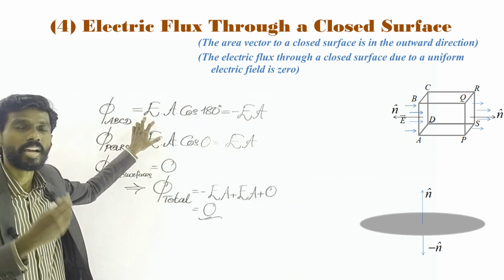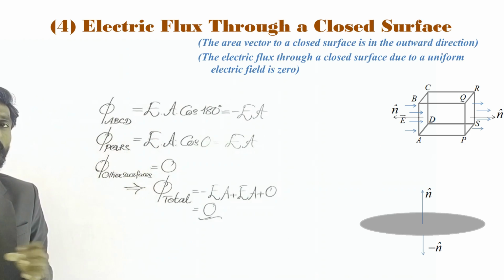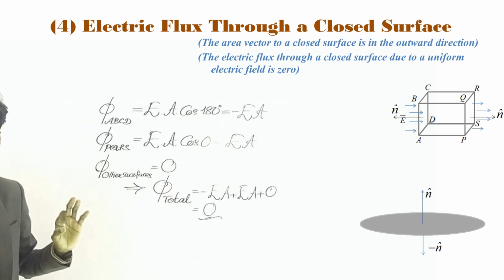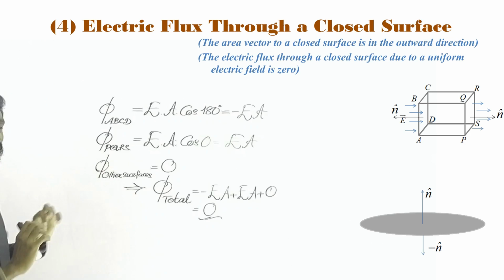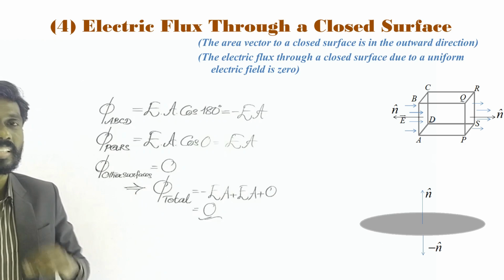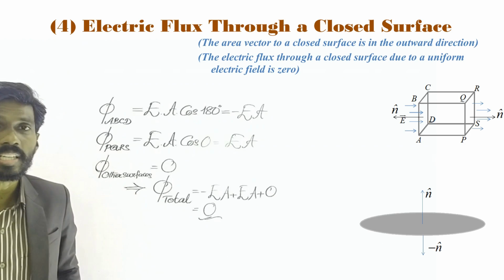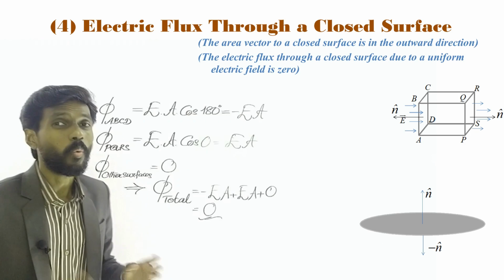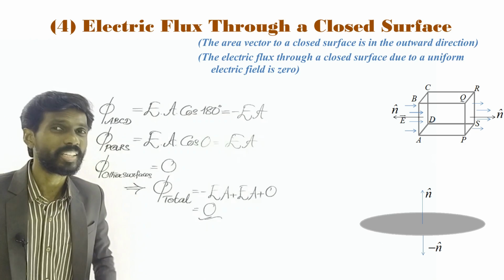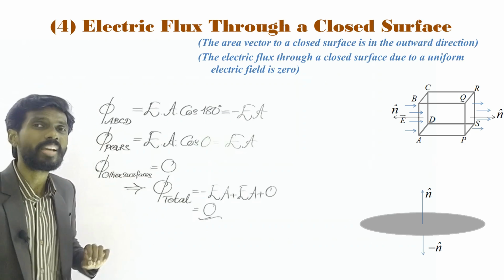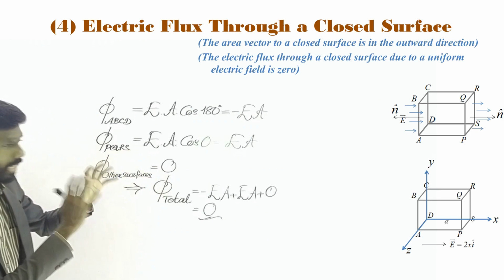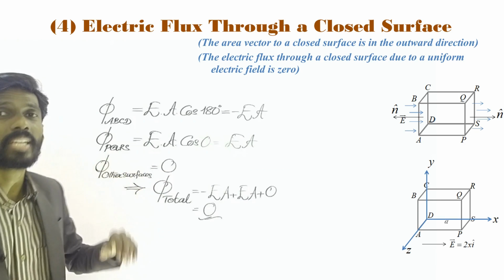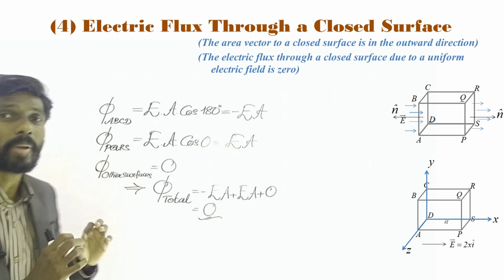If E is variable, at different points the electric field is different. In that case, it need not be 0. Do you understand? So these two points you have to remember. Electric flux through a closed surface is 0 in a uniform electric field. What if you have a non-uniform electric field? Will the electric flux be 0 in that case also? Let us check. Let us take the same example of a cube, but this time the electric field is not constant. It is dependent on the value of x.